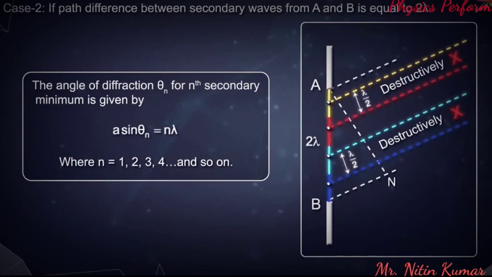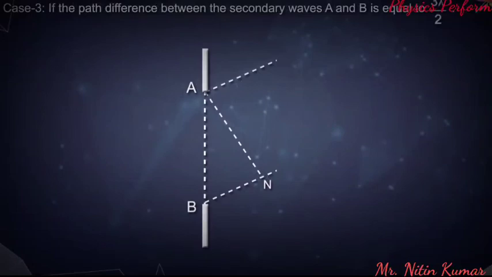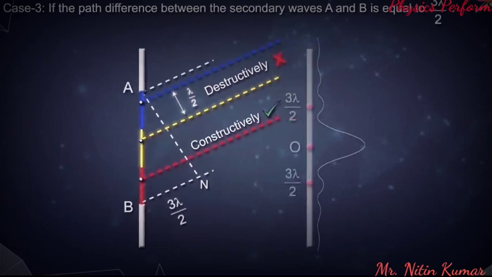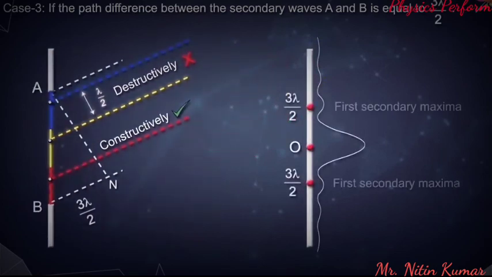Now let us find the positions of secondary maxima. If the path difference between the secondary waves from A and B is equal to 3 lambda by 2, in this case, the wavefront AB can be divided into 3 equal parts. The path difference between the corresponding points of the first two parts will be equal to lambda by 2. Therefore, they will interfere destructively. However, the wavelets from the third unused part will interfere constructively at point P to produce a weak first secondary maximum.